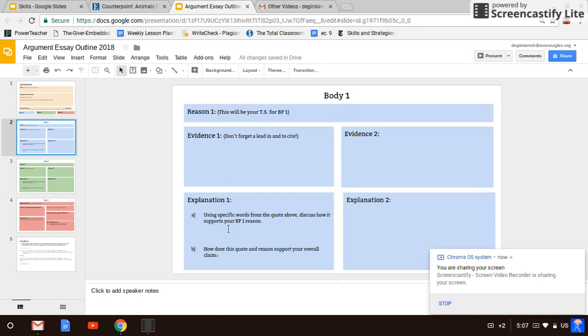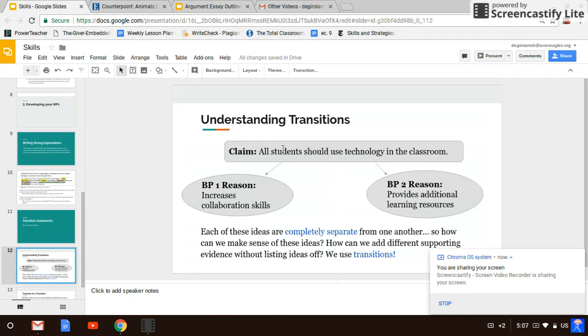Okay, you can't just drop a quote, put a few explanations, drop another quote. You want to link these ideas together. They're both pieces of evidence to prove this. You want to link them together with a sentence. Okay? So for example, if my claim is that all students should use technology in the classroom, maybe one body paragraph reason is that it increases collaboration skills, and the other one is that it provides additional learning resources. These ideas are totally separate. So I need one sentence to pull these together. Even though they're different reasons, we have to pull them together. We need to glue them together.